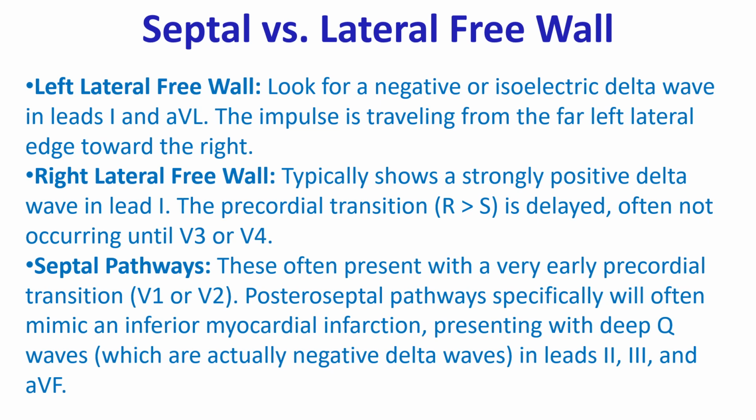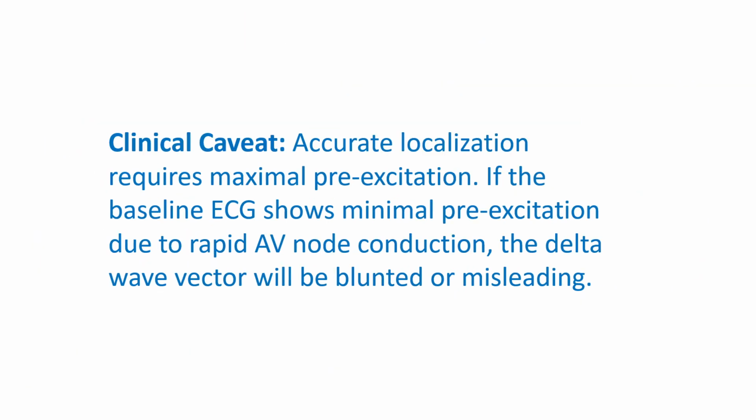Posteroseptal pathways specifically will often mimic an inferior myocardial infarction, presenting with deep Q waves which are actually negative delta waves in leads 2, 3 and aVF. Accurate localization requires maximal pre-excitation. If the baseline ECG shows minimal pre-excitation due to rapid AV node conduction, the delta wave vector will be blunted or misleading.